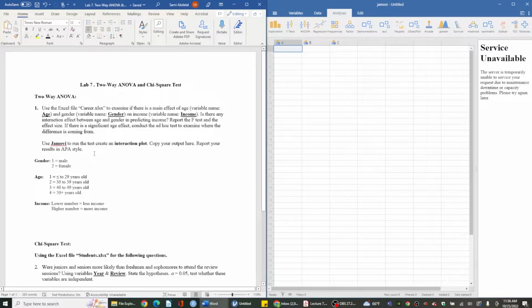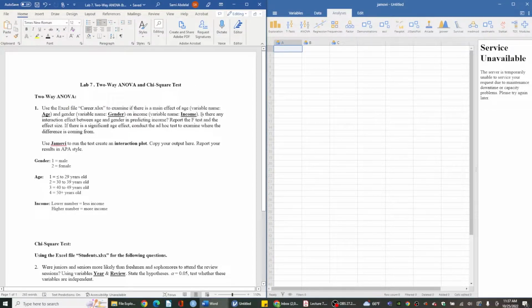Hey guys, we are going to be going over two-way ANOVA and chi-square tests today, starting with number one for the lab assignment. We're going to look at two-way ANOVAs, and here the question is asking us if age and gender have an effect on income. So age and gender are going to be our independent variables, and then income is going to be our dependent variable. And it's a two-way ANOVA because we have two independent variables.